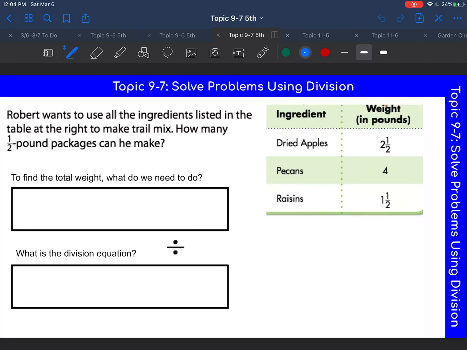Hello, fifth graders. So we're going to begin our last lesson of topic 9, and it really just encompasses everything with dividing and fractions, and it's just solving problems using division.